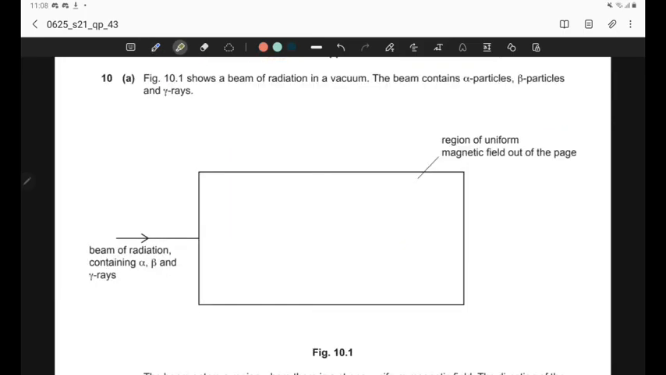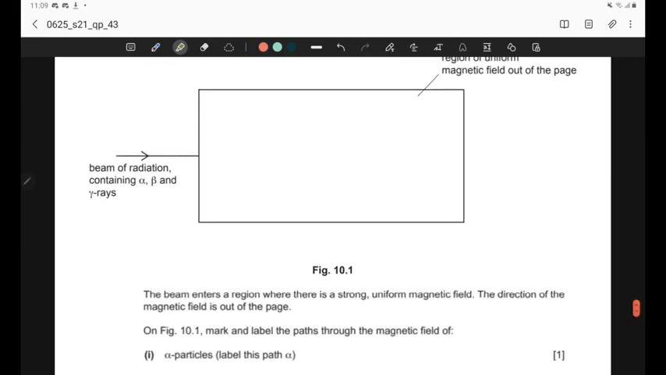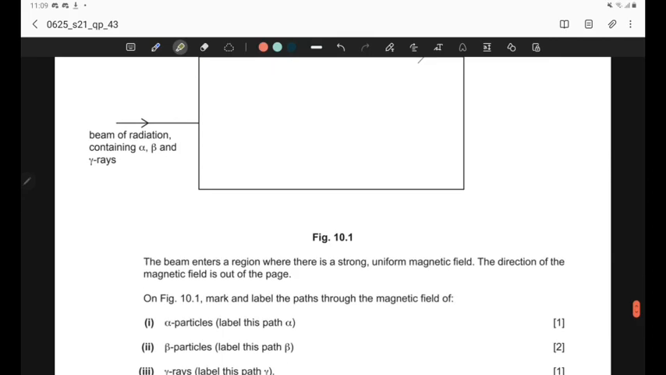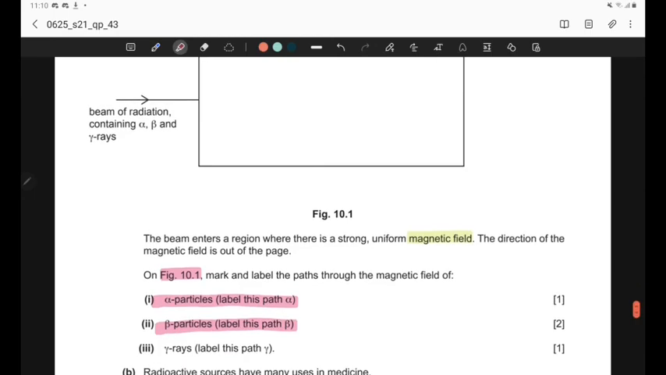Question 10, part A. Figure 10.1 shows a beam of radiation in a vacuum. The beam contains alpha particles, beta particles and gamma rays. The beam enters a region where there is a strong uniform magnetic field. The direction of the magnetic field is out of the page. On figure 10.1, mark and label the path through the magnetic field of alpha particles. Label this with alpha, beta particles with beta, and gamma rays with gamma.